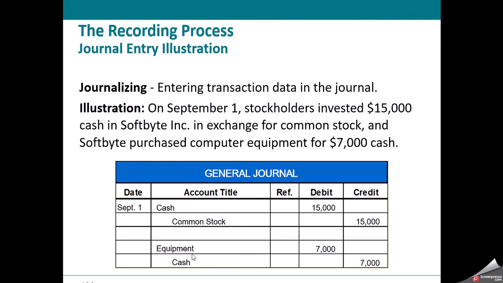We debit equipment because we purchased $7,000 worth of equipment, and we used up cash, so we credit that. So again, this increases our cash, that decreases our cash. This increases the equipment, and that increases the common stock.